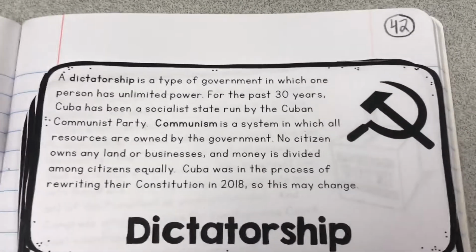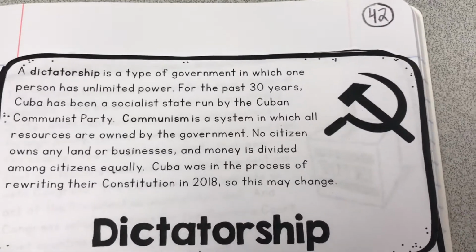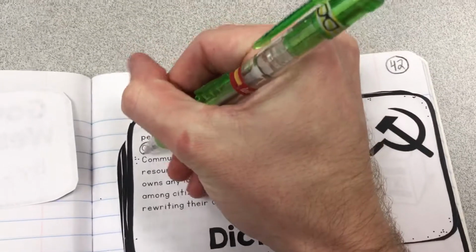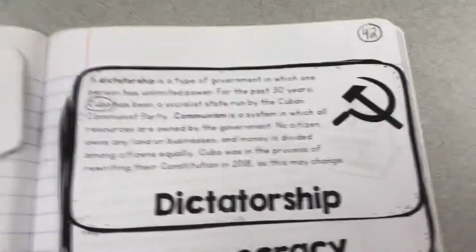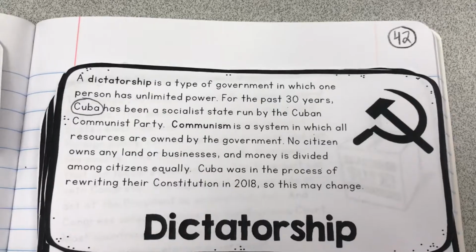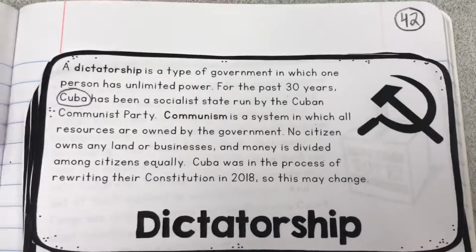All right, do me a huge favor. We need to go ahead and circle and underline a few different things. So Cuba, let's circle that, is an example of a dictatorship, right? Cuba is a country that's not too far away from us. They're just south of Florida, and they practice the government of dictatorship.